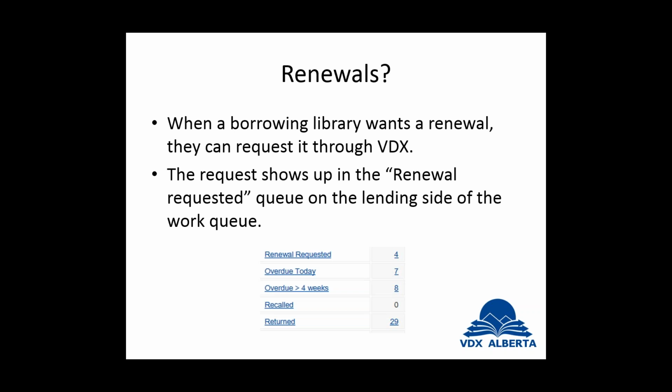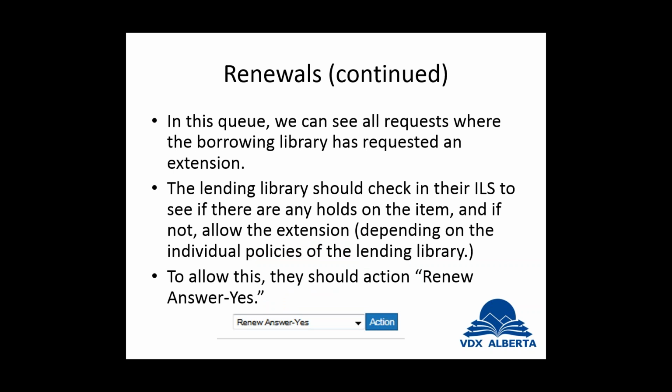If the borrowing library requests a renewal, again, it's going to show up in their renewal requests on the lending side. And then they just go in, look at those, see what they want for a due date, and see if they can actually accommodate it and answer yes or no. In the renewal queue, you can see all of the requests that somebody's asked for an extension on. It's good to make sure that you don't have a hold in your own ILS for the item if you're going to actually try and answer a renewal.